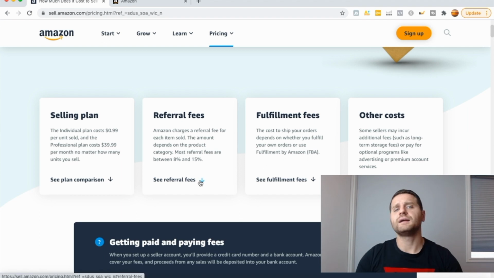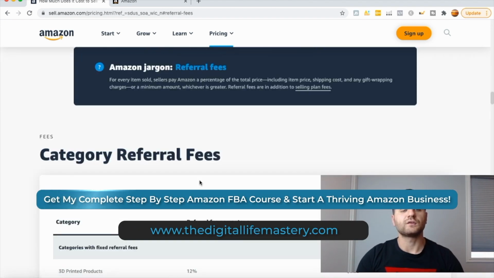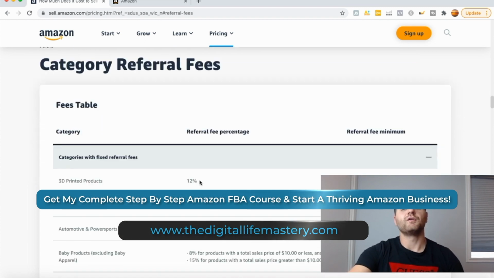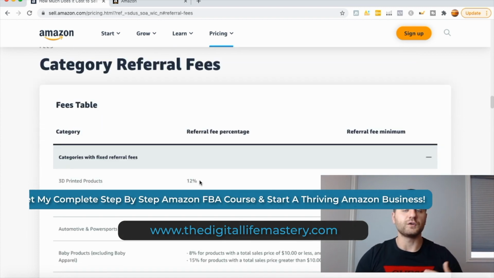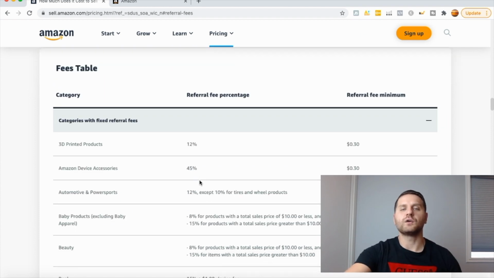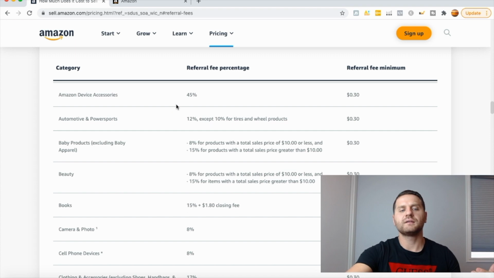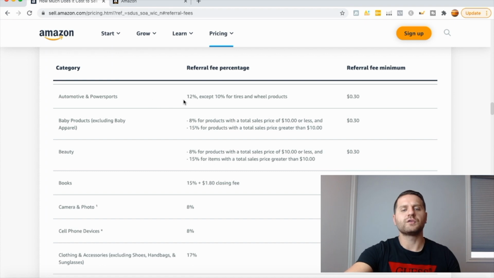So let's look deeper into the referral fee. Let's click over here and look deeper. Now for most of the categories, and for you most likely, it will be a 15% referral fee. Over here it says what that referral fee is going to be, depending on whatever category you sell into. If you sell into 3D printed products, it will be 12%. Amazon device accessories 45%, so I wouldn't recommend selling here. Automotive and powersports 12%.